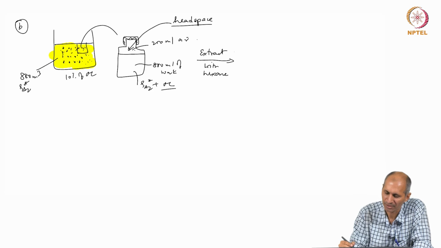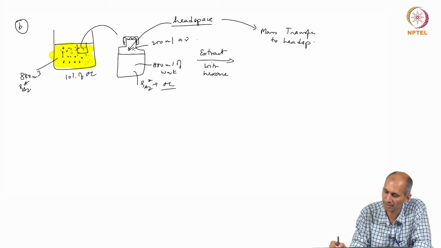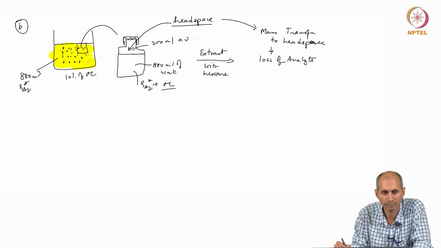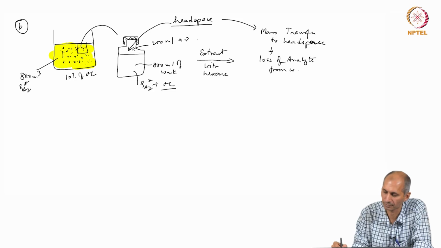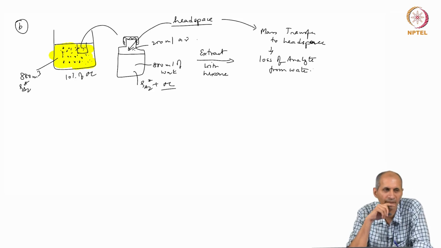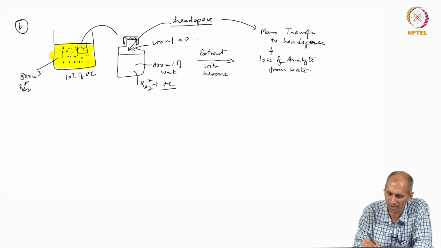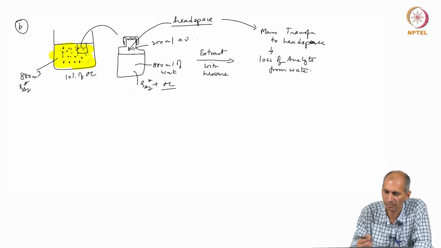Okay. So, what we are saying is when you have head space, there is mass transfer into air, into the head space, and therefore, there is loss of analyte from water. How much analyte loss is there in the water, which means that the original concentration is rho A2 here. What will be the concentration there?